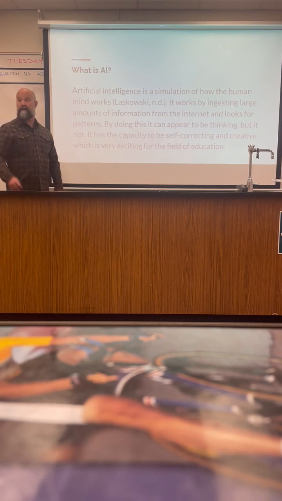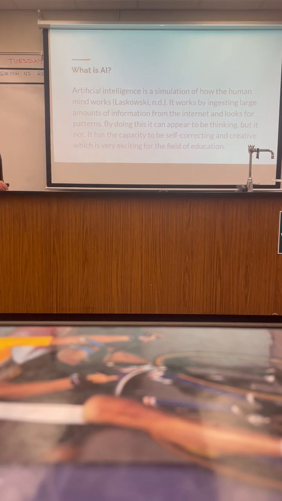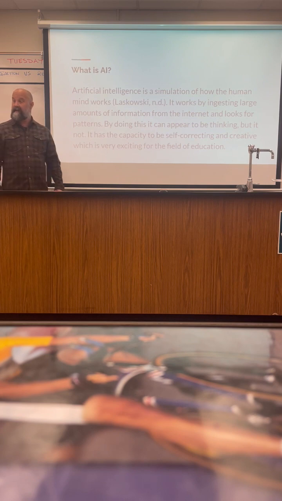I thought I'd start with a little bit of what is AI. We've all heard about AI in the news, but AI is artificial intelligence, and it's a simulation of how the human mind works. It works by looking at large amounts of data, and then what the AI does is it looks for patterns in those large amounts of data. And by doing this, it can appear like it's thinking. It's not thinking, it just looks like it, but it is self-correcting, and it's creative, which is kind of the exciting part for education.